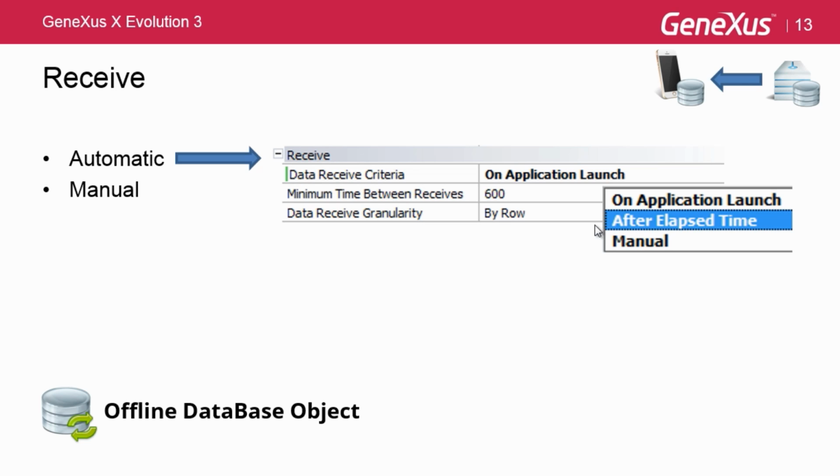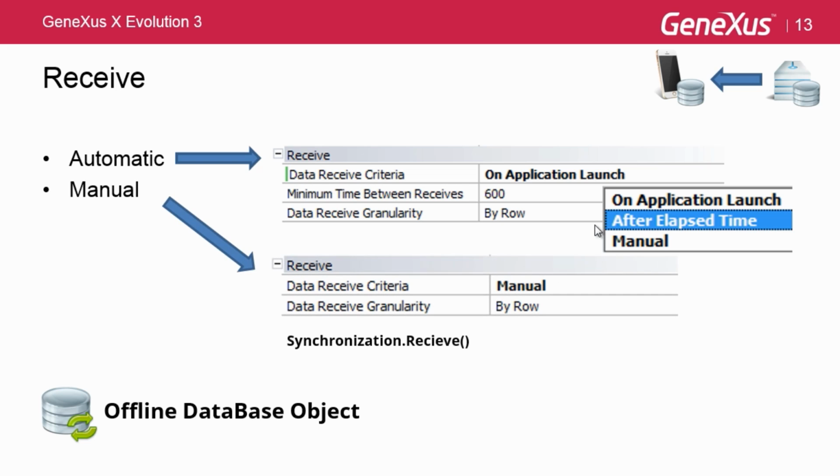And also, as we mentioned, there's the manual property. What will we decide in the data receive? When we set up the property as manual, the second property we had before, called minimum time between receive, disappears, because the waiting time between receives does not make any more sense since I'll be executing them manually. And how is this done? As shown on screen, with synchronization.receive.